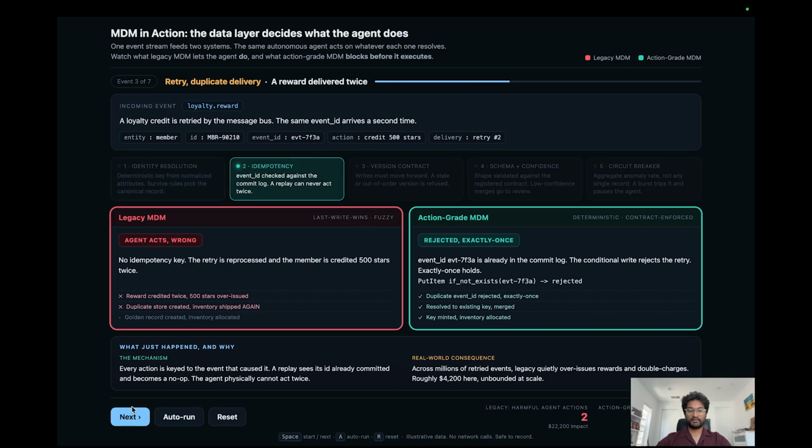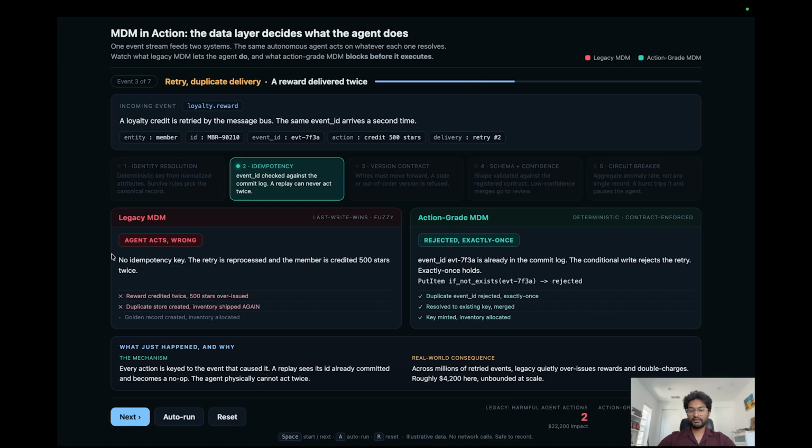Moving on to the next event. So this is the failure mode everybody underestimates. A loyalty reward gets retried by the message bus. Same event delivered twice. Legacy has no idempotency. So it reprocesses the retry, and credits the member 500 stars a second time.